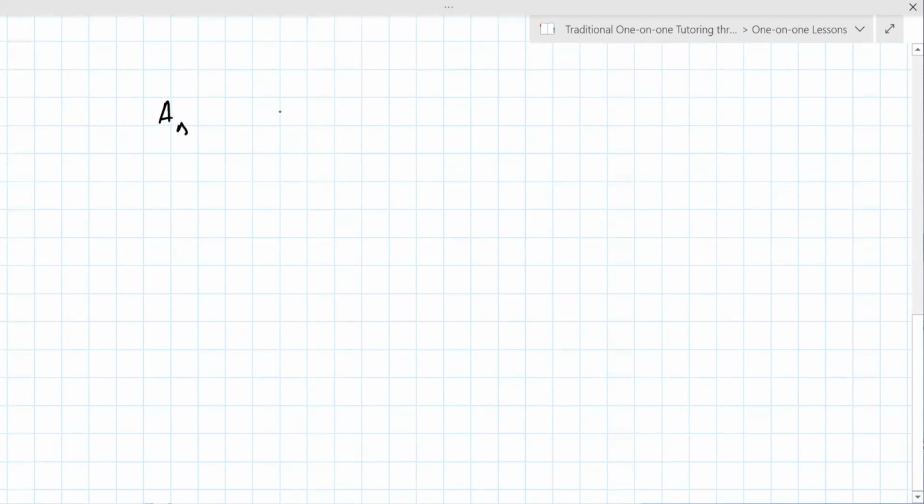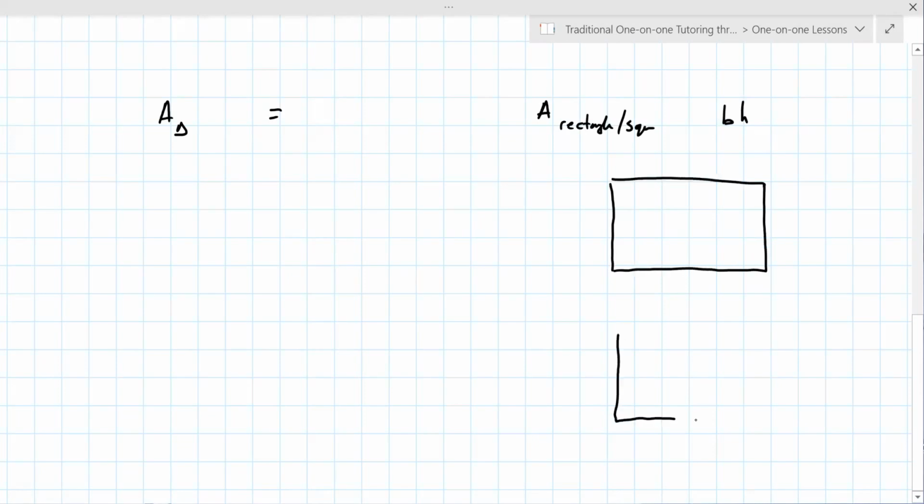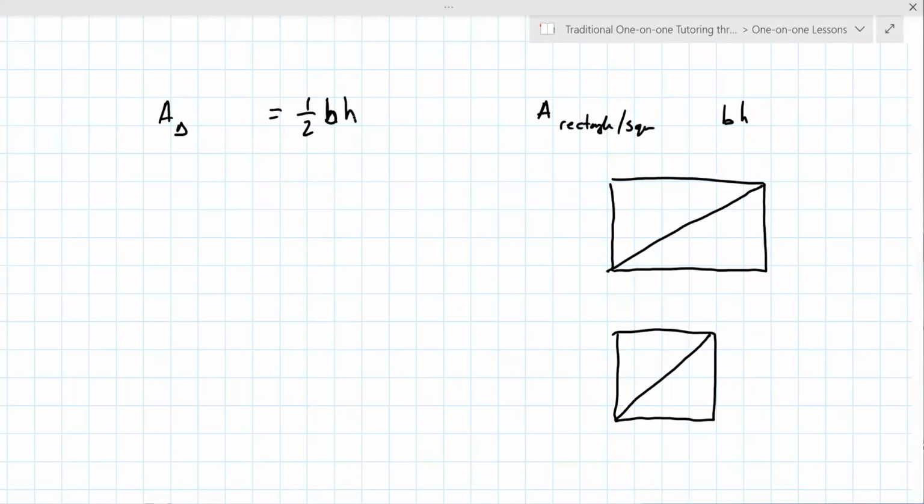Now, the area of a triangle really comes from the more general area of a rectangle or a square, which is base times height. If you take any rectangle or any square and you draw a diagonal, do you see that they make 2 triangles? Yes. So the area of the triangle is half the area of the square, which is base times height. That's where it comes from. And so that's why when you're doing the formula for a triangle, you have to divide by 2, but for a rectangle you don't. Yes.